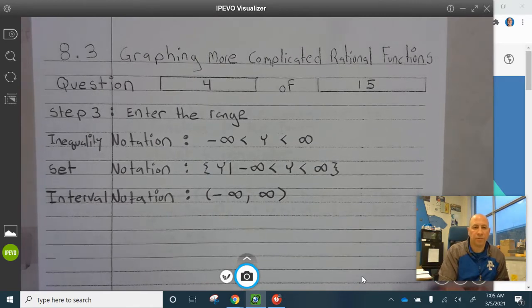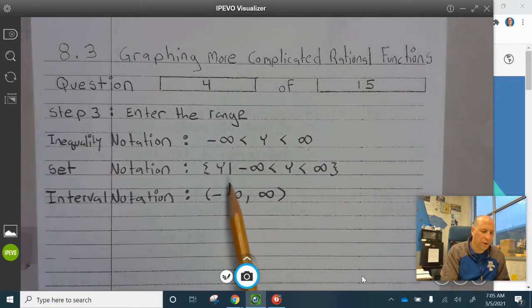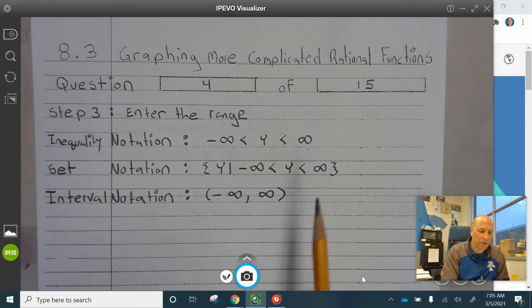Enter the range. In inequality notation, it's basically from negative infinity to infinity. In set notation, it's y such that it's negative infinity to positive infinity. In interval notation, it's from negative infinity to positive infinity.